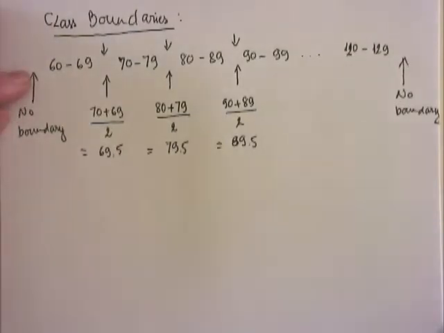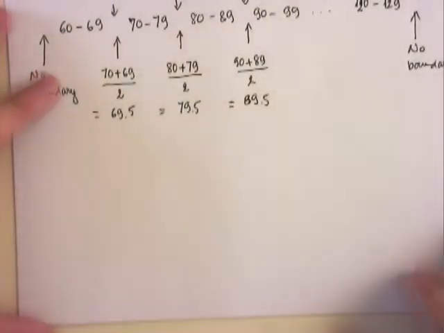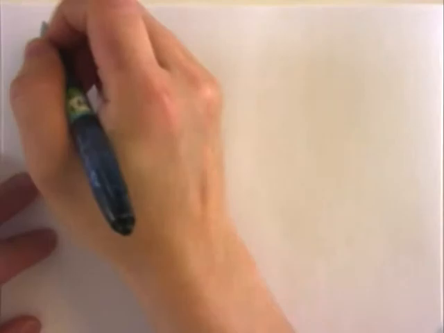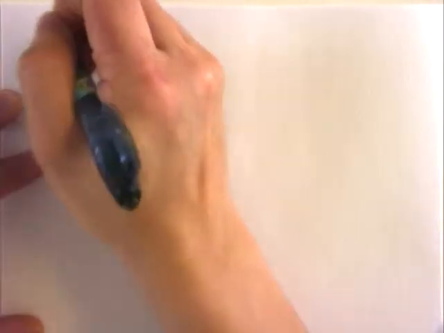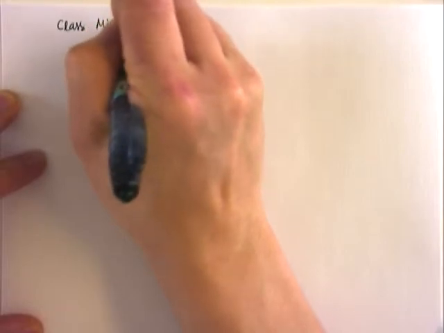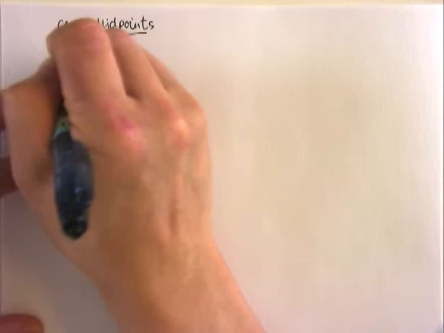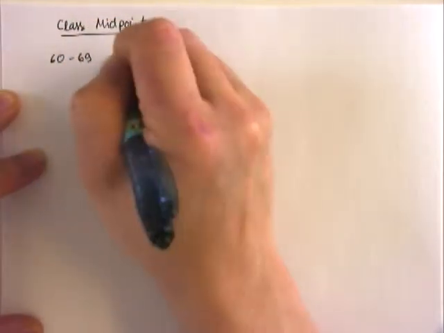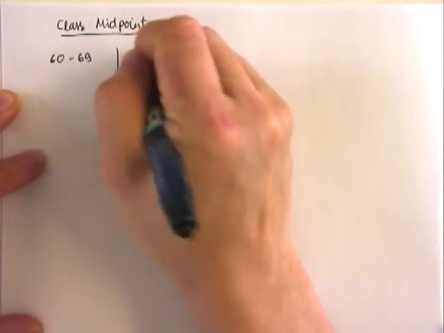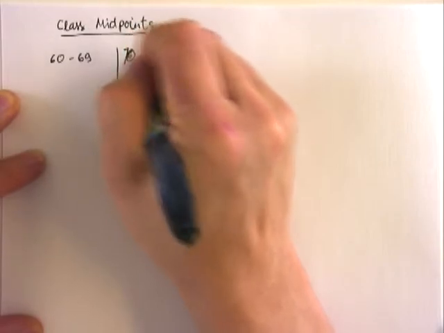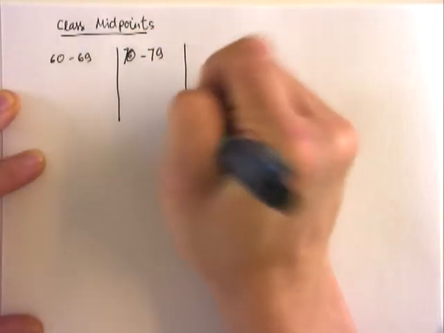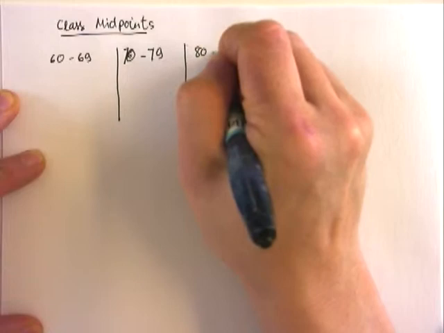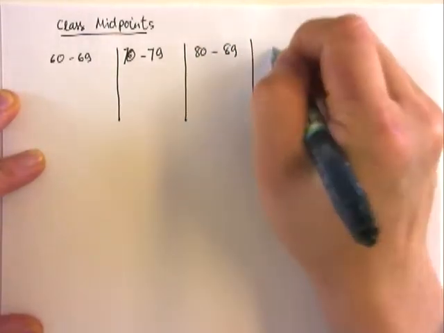Okay, so that's how we can find the class boundaries. Now, another term in the class frequency distribution is the so-called class midpoint. Here are our classes, 60 to 69, another class from 70 to 79, and another class from 80 to 89, and these are the classes.